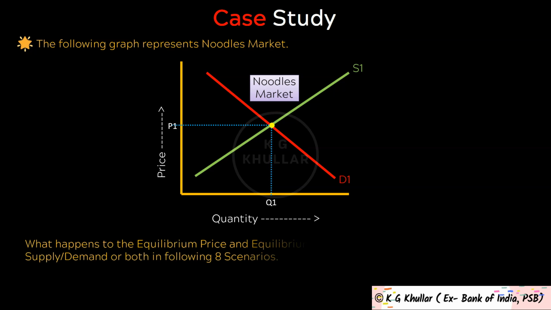Now answer next 8 questions based on data given. What happens to the equilibrium price and equilibrium quantity given different shifts in demand or supply or both in following 8 scenarios? And the first question is, a major noodles producer enters the market. And the options are given to you.